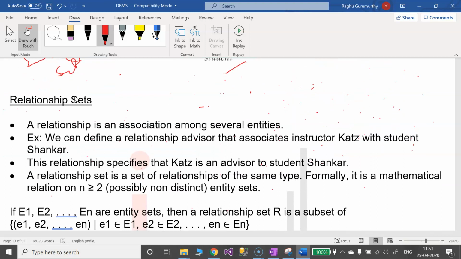Okay, so the next one is the relationship set. We will discuss this relationship set concept in our next class. I hope you all are getting the concepts.